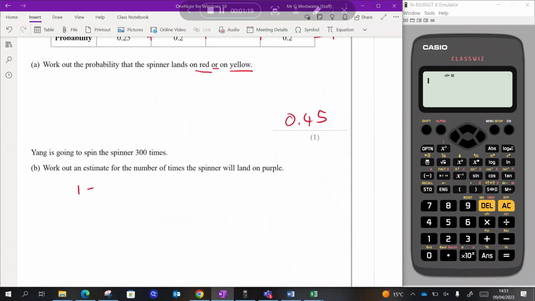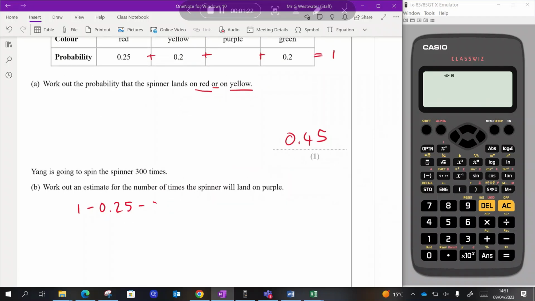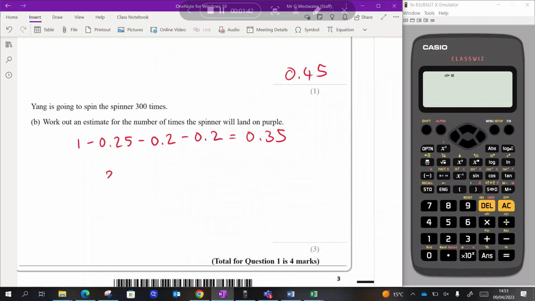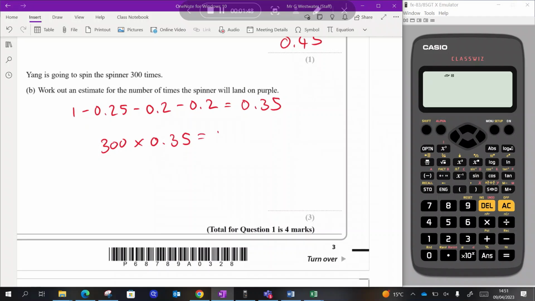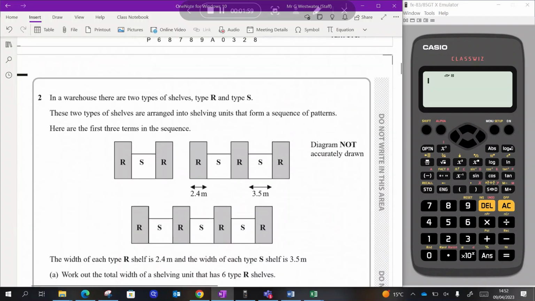So if I do 1 minus 0.25 minus 0.2 minus 0.2, then this is 0.65, leaving 0.35 left over. So purple must have a probability of 0.35, so if I do 300 times 0.35, that will give me 105. So my estimate for the number of times the spinner will land on purple is 105. Okay, on to question 2.